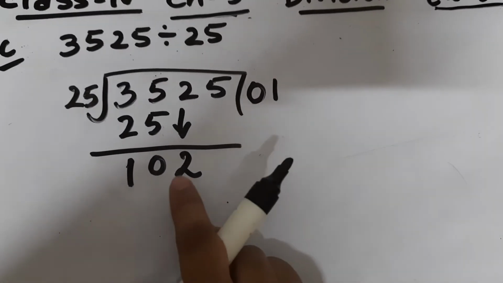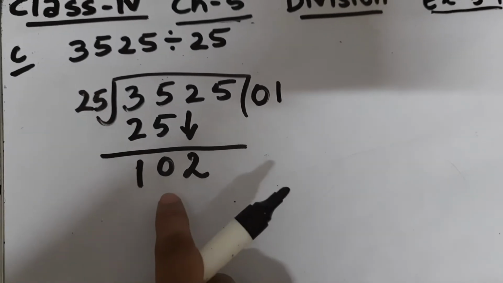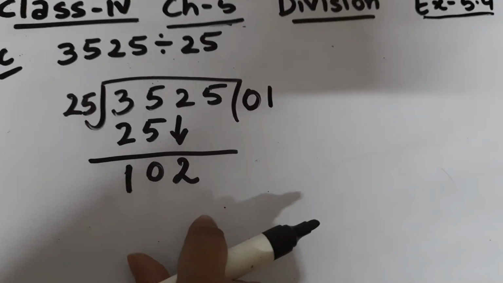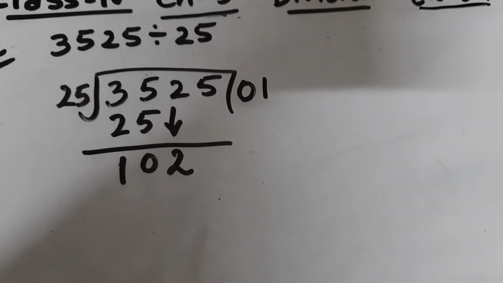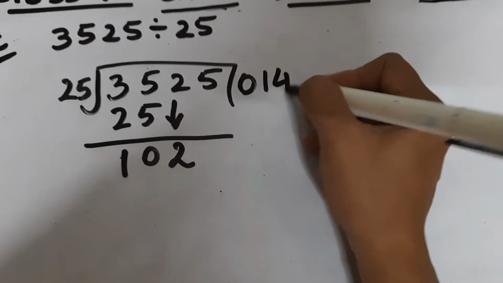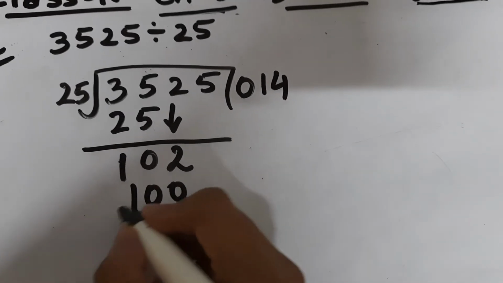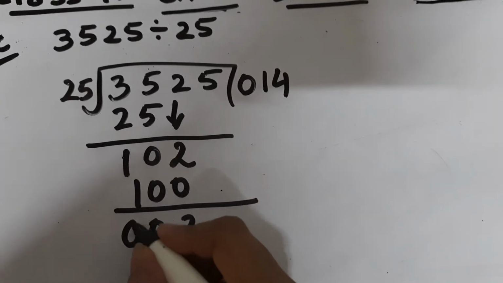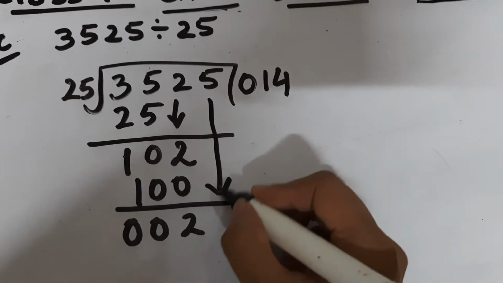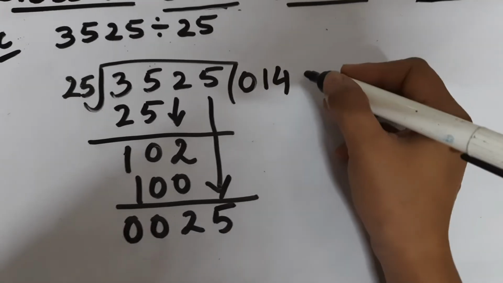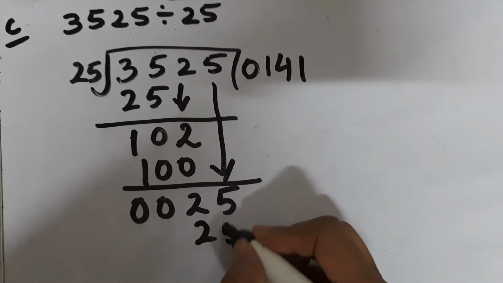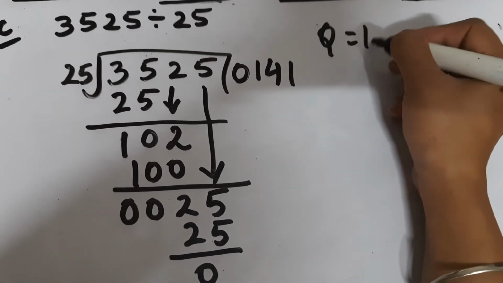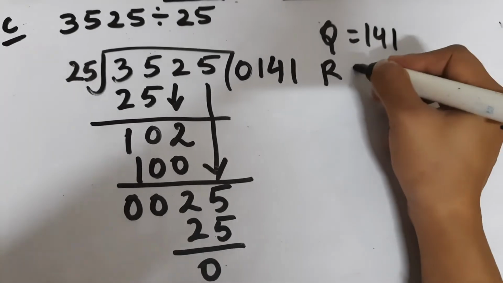Does 102 come in the table of 25? No, 102 doesn't come in the table of 25, so we will take a number that is just smaller than 102 and comes in the table of 25, and that is 25 fours are 100. Okay, now subtract it. 2 minus 0 is 2, 0 minus 0 is 0, 1 minus 1 is 0, and bring this 5 down. Fine. Now 25 ones are 25. So our quotient is 141 and remainder is 0.